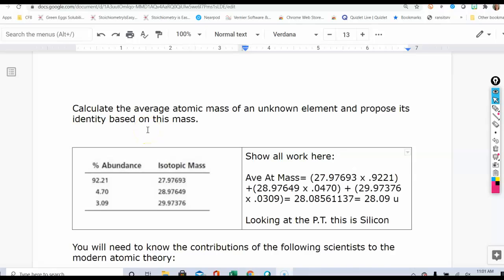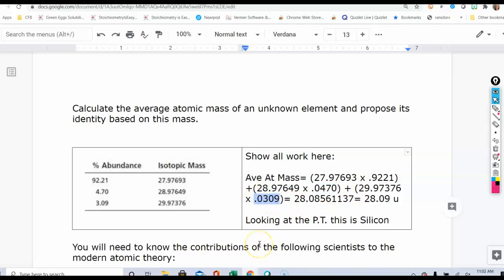Okay, so calculating the average atomic mass means that we have to remember to do a few things. And the first thing is we're going to take our isotopic masses times our percent abundance. But we have to move the decimal place 2 places to the left on all of our percentages so that instead of 92.21, we end up with 0.9221 and 0.0470 and 0.0309.